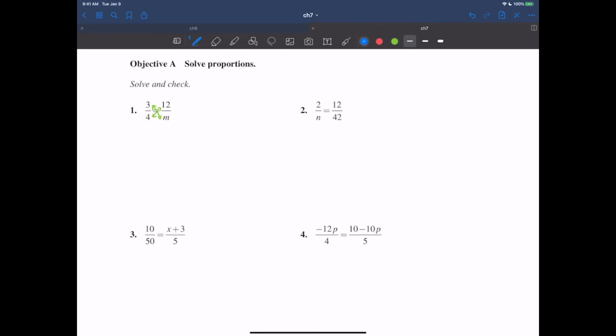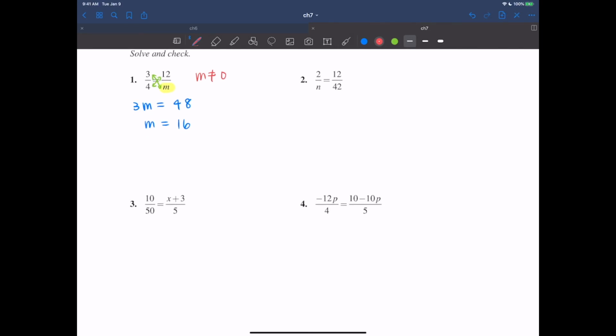If I cross multiply, I will have 3m equals 48. Divide both sides by 3, I have m is 16. Once you get your answer, do not just conclude right away. You need to check the restrictions. We have one variable part in the original equation, which is right here, m, and that cannot be 0. So our restriction says m cannot be 0, but our m is not 0, so it's totally fine.